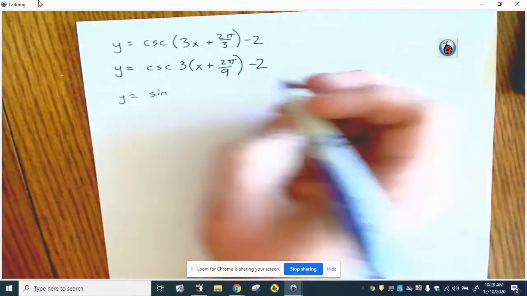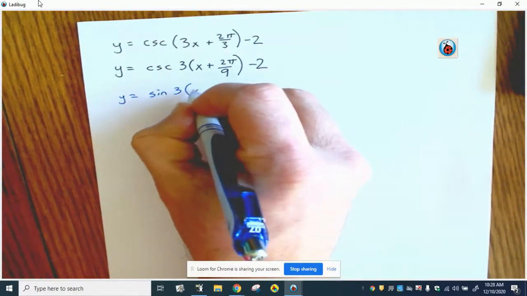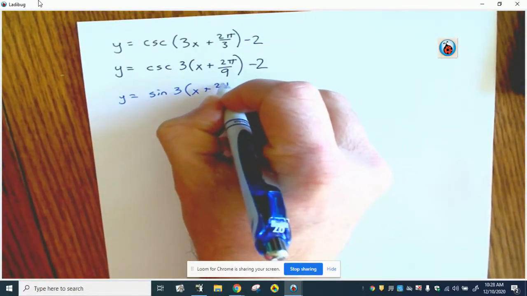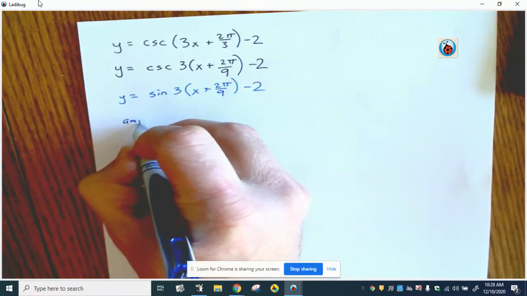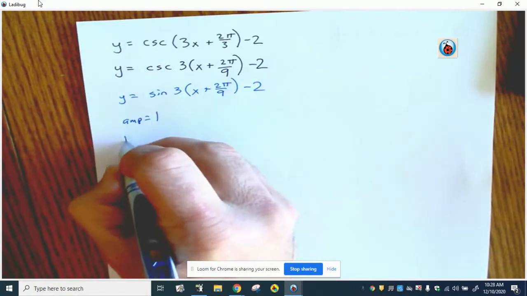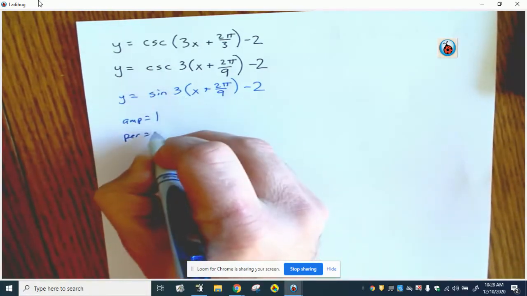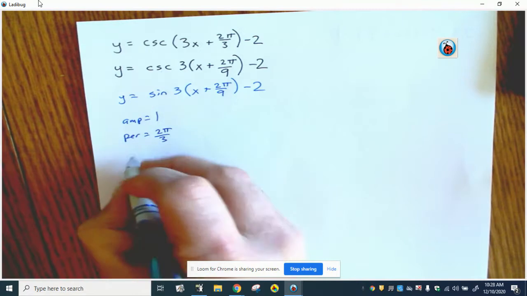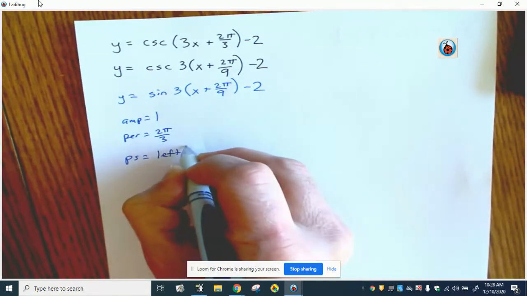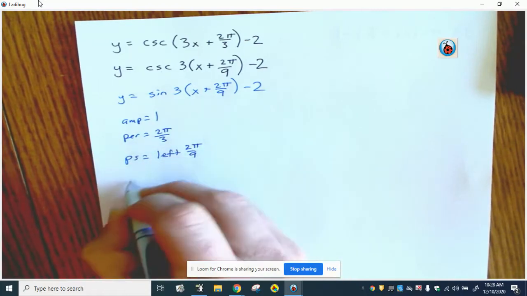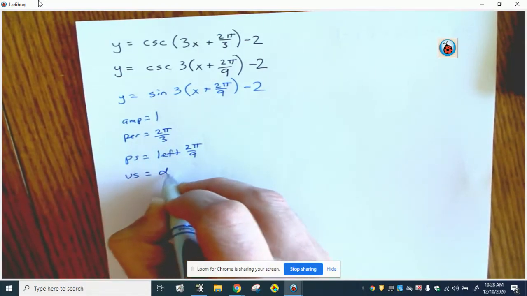Sine is a reciprocal of cosecant. Okay? So that means my amplitude is 1. My period is going to be 2 pi over 3. My phase shift is going to be left 2 pi over 9. Vertical shift down 2.